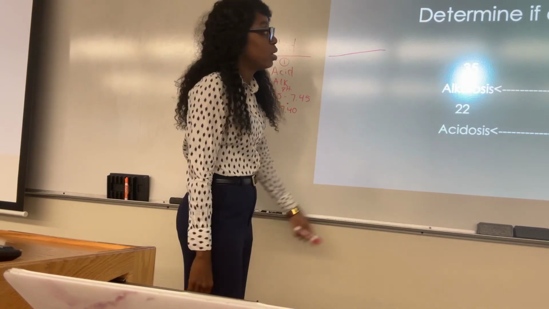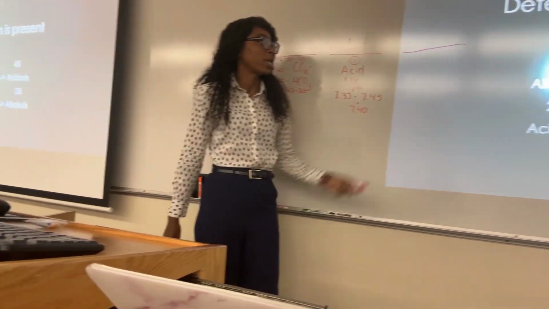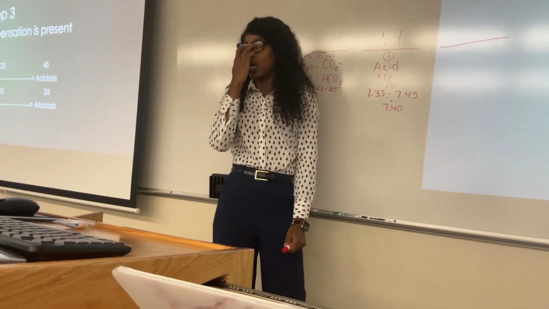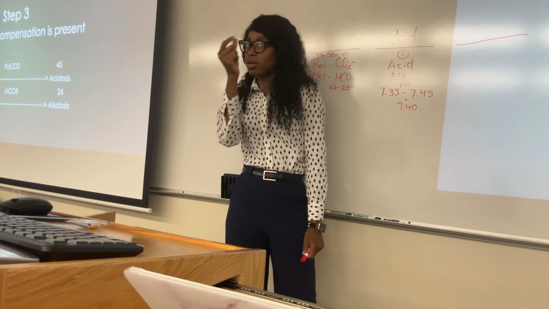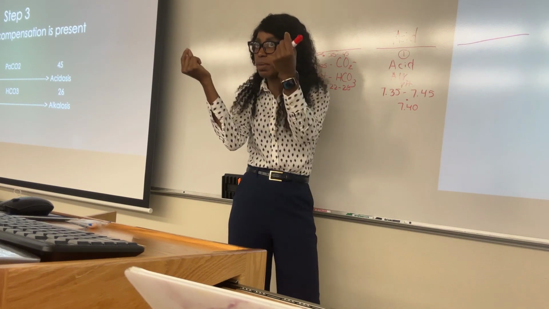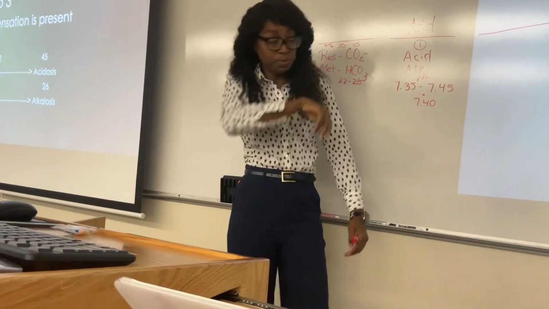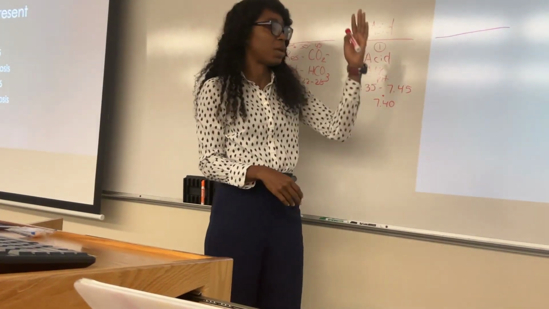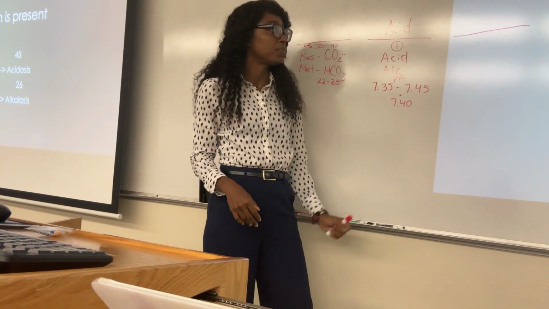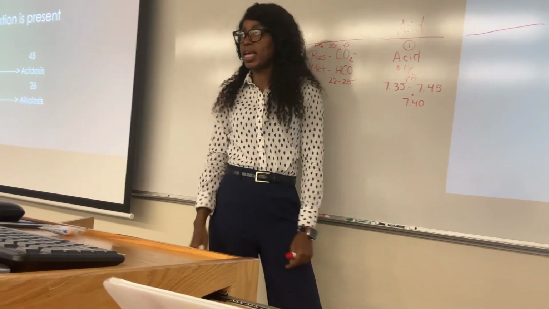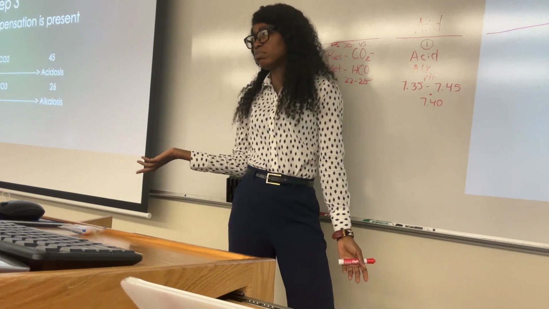Then the third step, determine the compensation. Is this in range? If it's in range, it compensated. I'm going to pick the one that's closest, wherever the number is. If it's on the acid part, I pick acid. If it's on the bicarbonate part, the basic part, I'll pick basic, right? And then, let's say it's not in range. Usually it might not be.